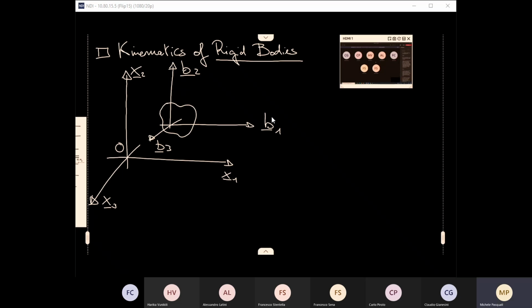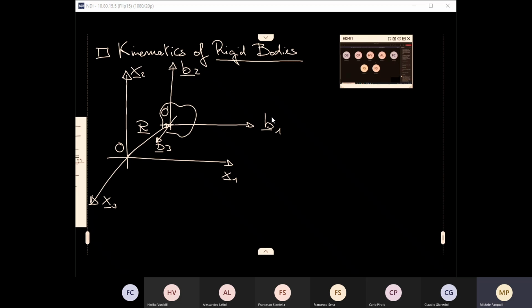We do need 6. Why? Well, we call this O prime the origin of the local frame. Let me just change this a little bit, for the sake of clarity. We have a vector which we typically define as capital R, which defines the mutual position of the origin of the local frame with respect to the inertial frame. And these are 3 parameters in space, of course.